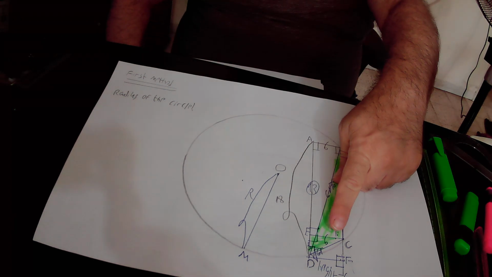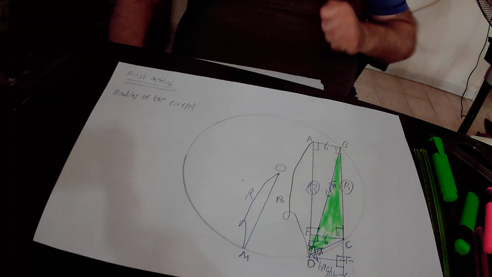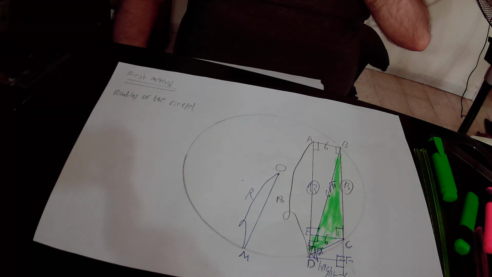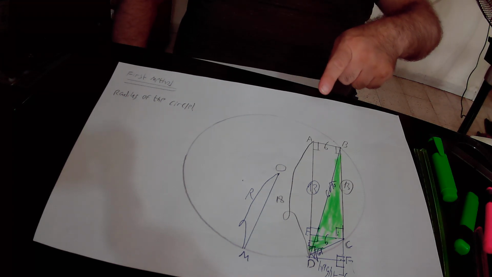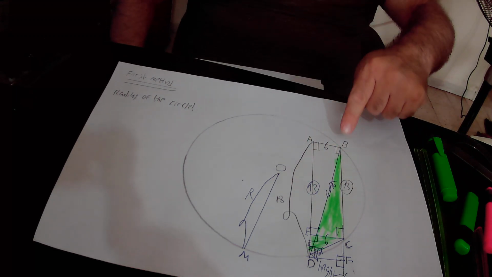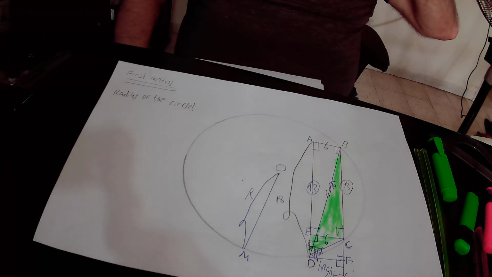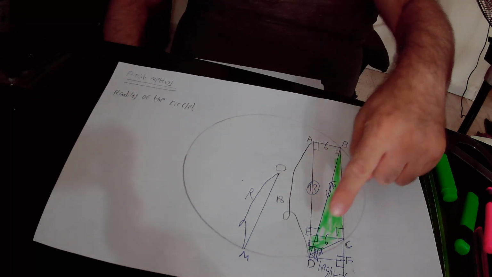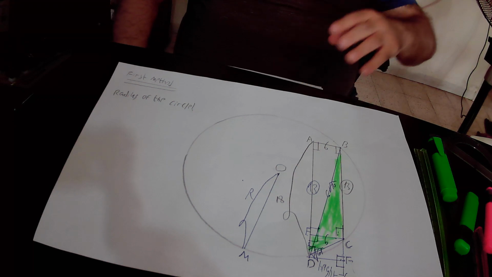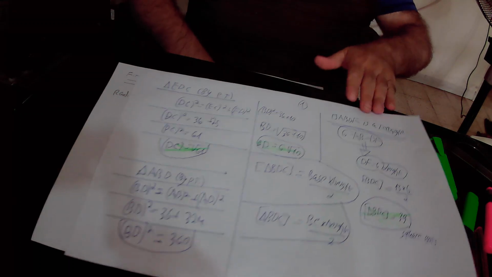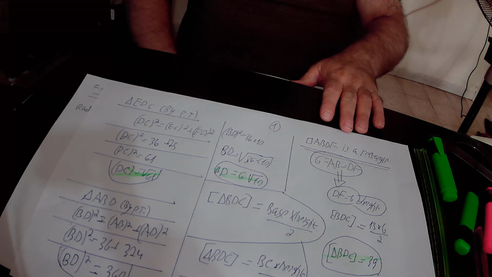the length of the height. In order to find the length of the height of the triangle BDC, we focus on quadrilateral ABDF. This quadrilateral has 1, 2, 3 right angles. Therefore, the fourth angle must also equal 90 degrees. Therefore, inside quadrilateral ABDF we have 4 right angles, so quadrilateral ABDF is a rectangle.